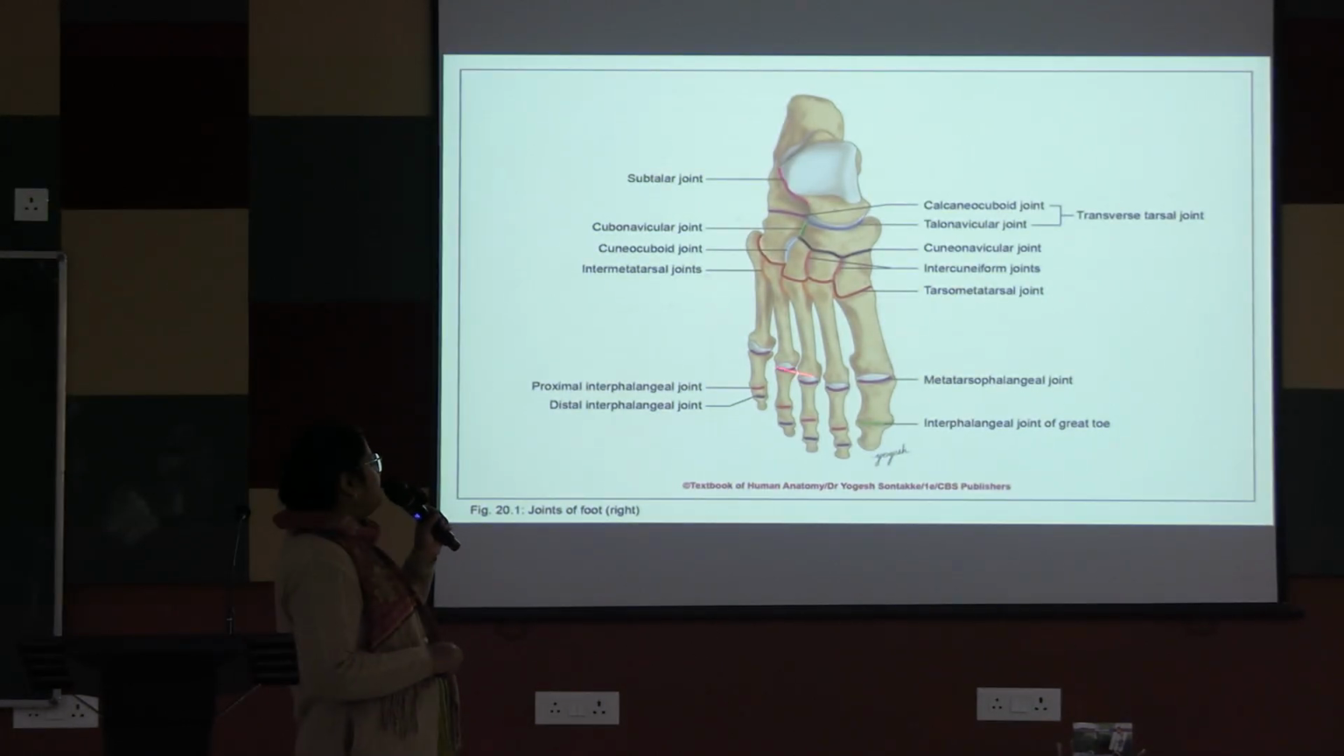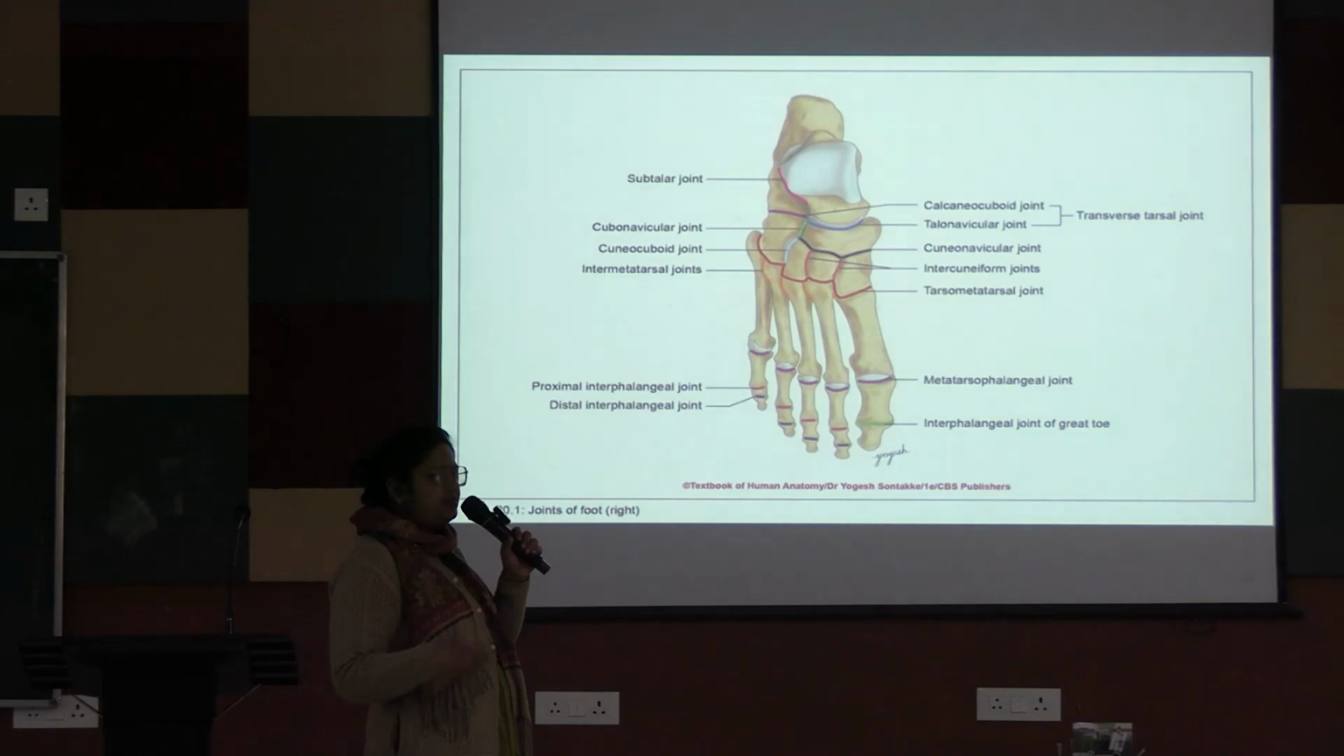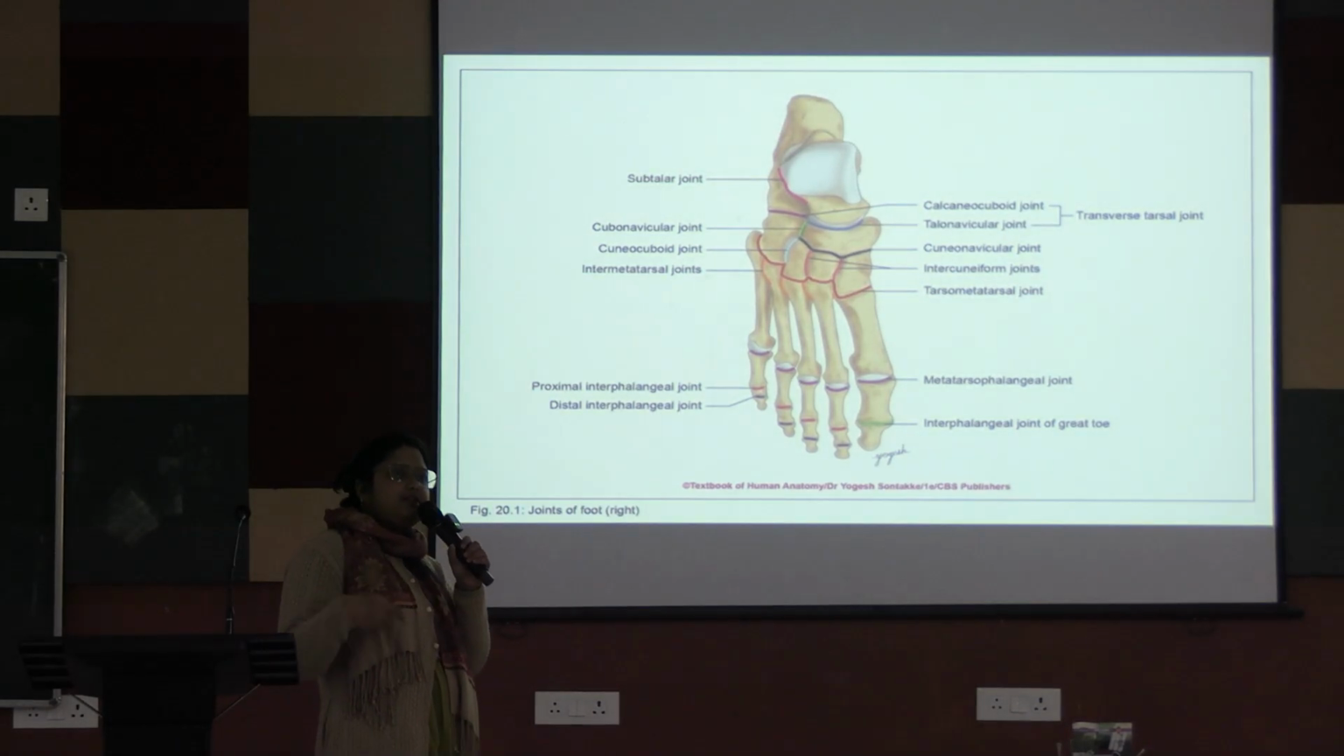Next, the head of the metatarsal articulates with the base of the proximal phalanx, forming the metatarsophalangeal joint. The head of the phalanx articulates with other phalanges, forming the interphalangeal joint. One interphalangeal joint is present in the great toe, and two interphalangeal joints, proximal and distal, are present for the rest of the toes, because they have three phalanges, proximal, middle, and distal, while the great toe has only two phalanges, proximal and distal.